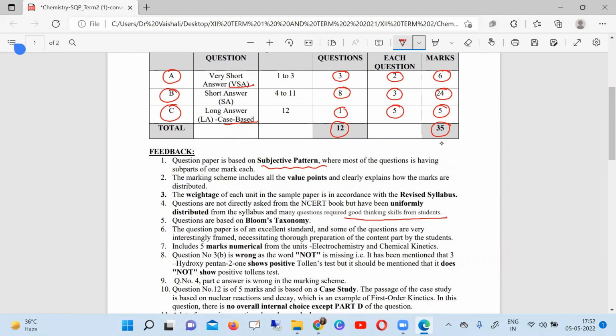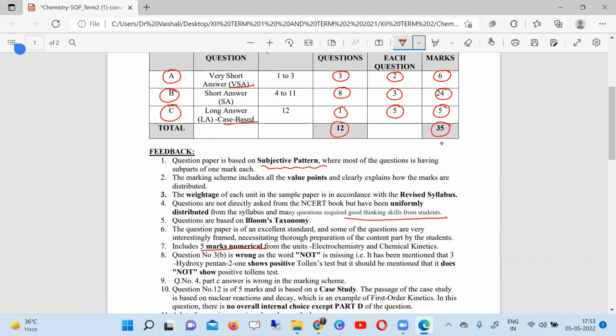The question paper is completely based on all parameters of Bloom's taxonomy. So we can say the question paper is of excellent standard, and some of the questions are very interestingly framed, necessitating thorough preparation of the content part by the students. This question paper includes 5 marks numericals. So the total weightage of the numericals in this term 2 sample question paper is 5 marks.